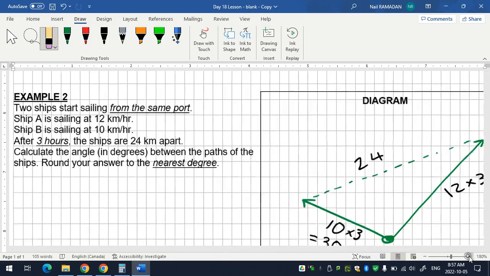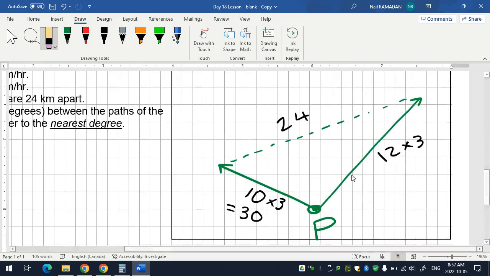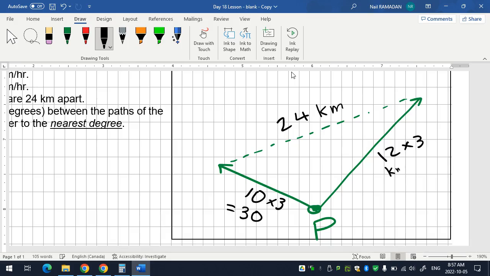Okay. So let's change the diagram slightly to make it 100% correct. This 24 is going to be 24 kilometers. This 12 is going to be kilometers per hour times 3 hours. So how much distance is here? 36 kilometers. Distance is only in kilometers, everyone.